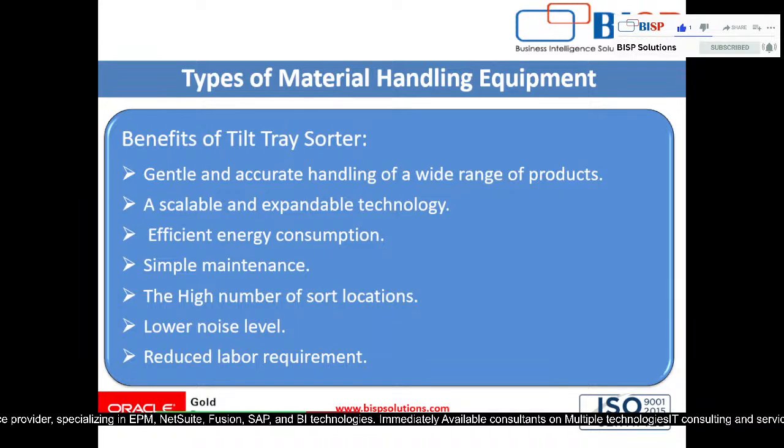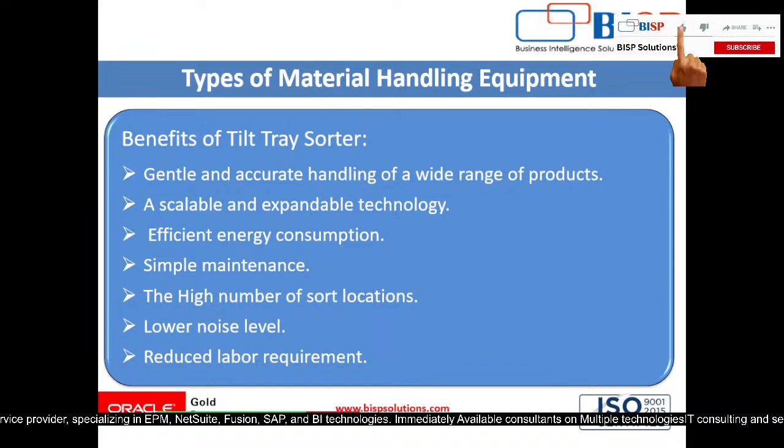And it is ideal for a high number of sort locations. It is designed for future expansion, meaning it is expandable technology, right? And the noise level is much lower than other types of sortation systems, right? And the last but most significant benefit is that it reduces labor requirements, right? So this is the tilt tray sorter.